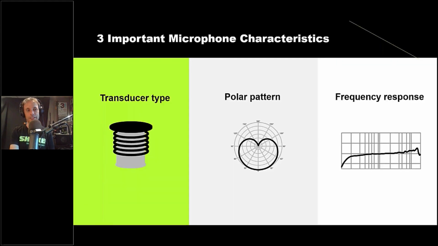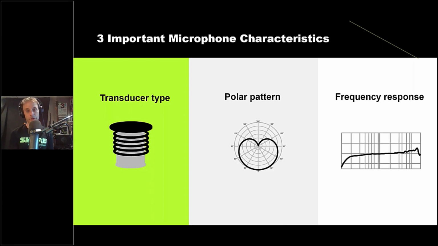So let's delve into the characteristics here. There are three important mic characteristics that we want to cover. There are, of course, lots more specifications and things we could get into, but really when you're looking at choosing a microphone, these are the three things that are most important. That is transducer type, which is how the microphone translates sound waves into an electrical signal.